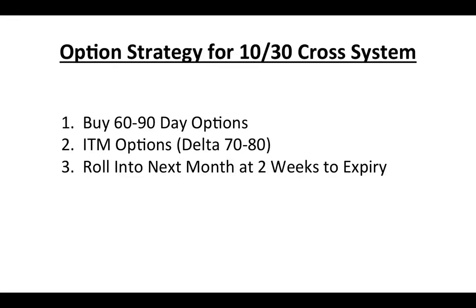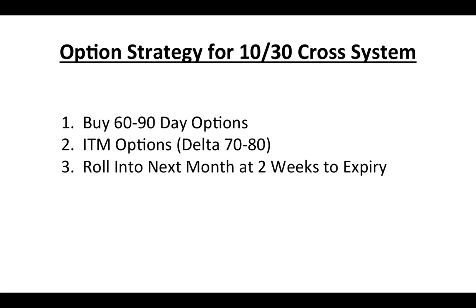Well, first off, the thing is we don't know exactly how long the run's going to be. So what we need to do is make sure that we don't expose ourselves to too much time decay. So let's give ourselves at least 60 days of time, maybe 90 days of time. We'll start with buying 60-day options. Use in-the-money options. This is one strategy. Use in-the-money options with a delta of 70 to 80, somewhere in that range.